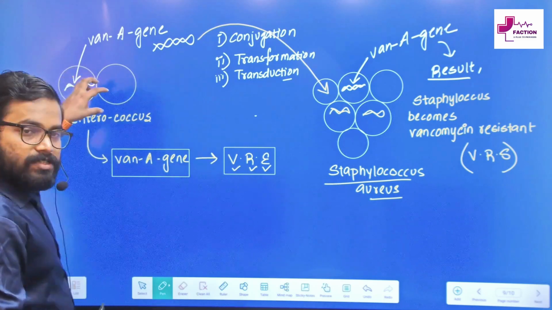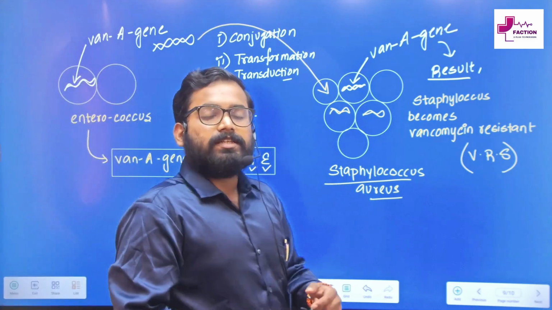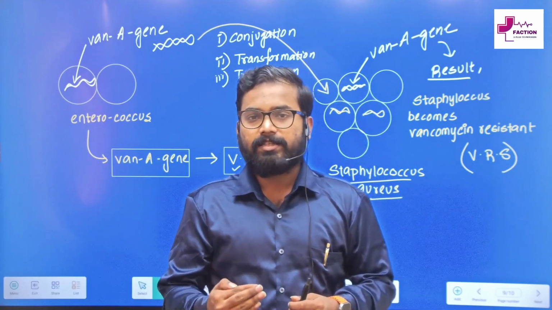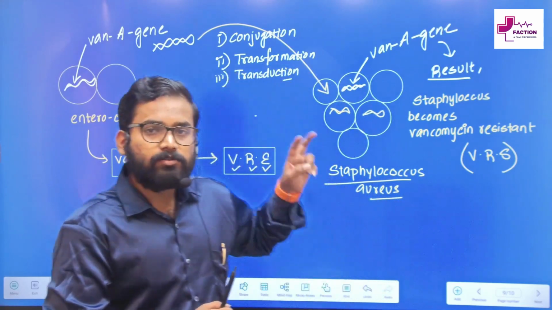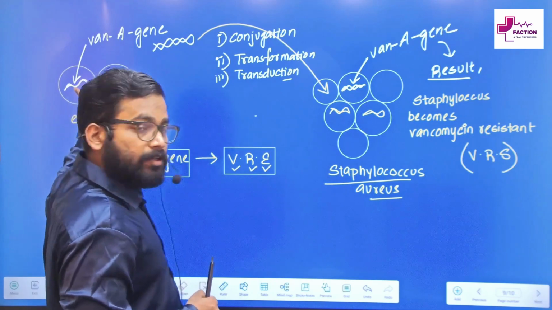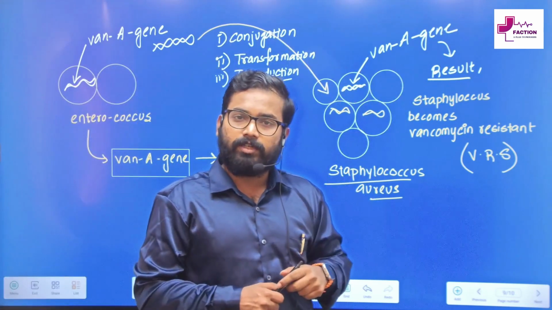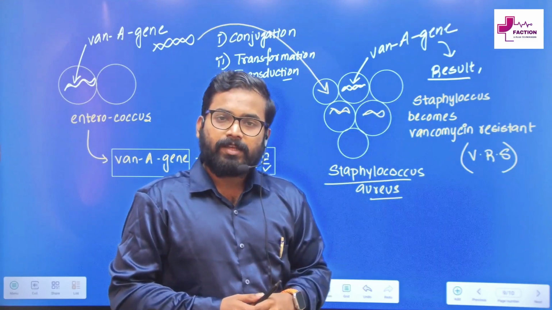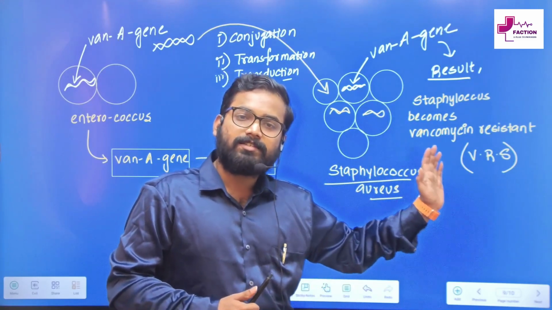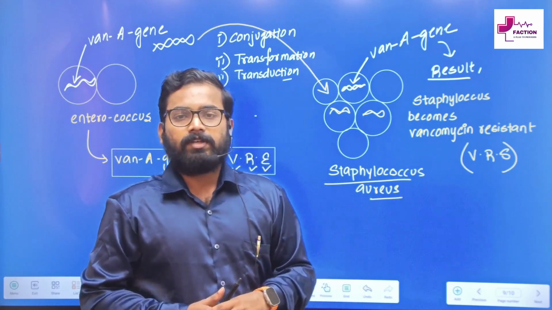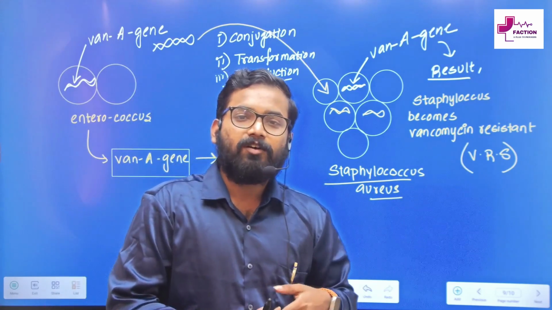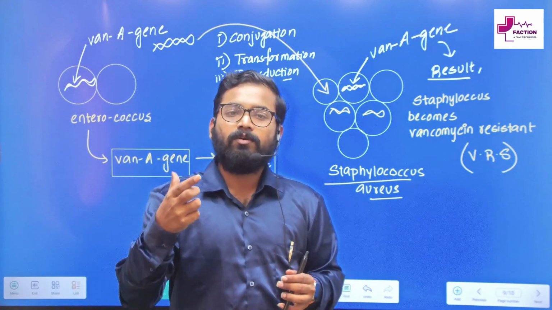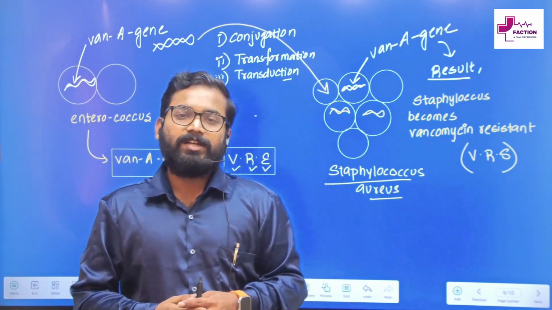This Enterococcus having the Van A gene becomes resistant, and we call it vancomycin resistant Enterococcus. We can also transfer this Van A gene from here to a Staphylococcus colony. Eventually this will also become resistant to vancomycin, and we call it vancomycin resistant Staphylococcus aureus. I hope this entire part of transposition was clear. You got to know what is a transposon, what is a jumping gene. I hope that part is clear.